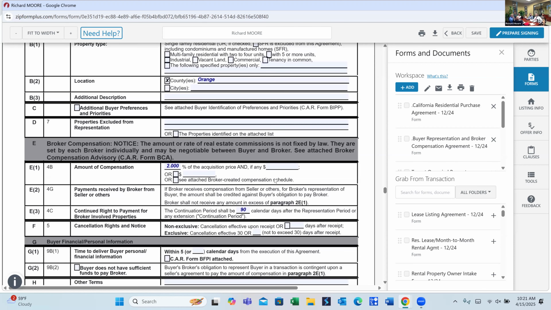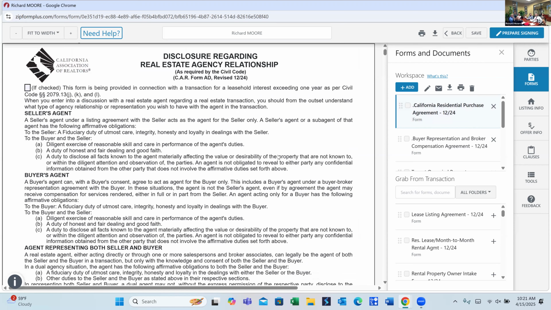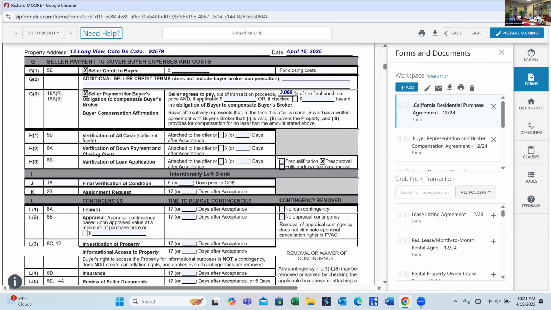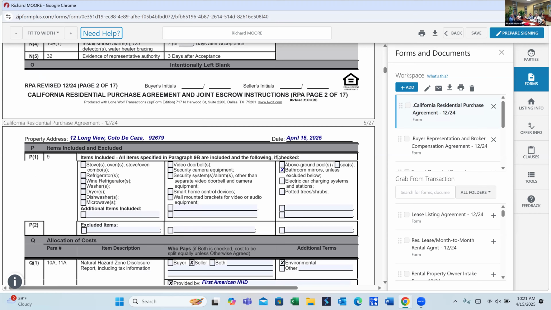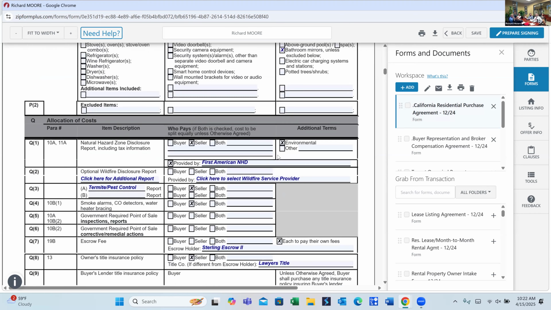And then here's the key aspect of this, section E1, amount of compensation, 2% of the acquisition price. So you notice I put 2% in here, but what did I put in the purchase contract? 3%. Now, what does that mean? The seller has no obligation to pay. Period. And that's why I wanted to emphasize this. Yes, and the language is right in the purchase contract.